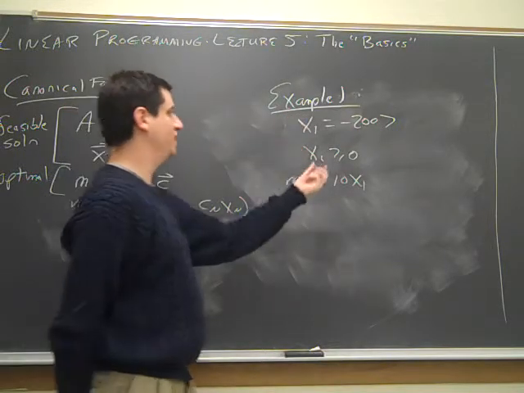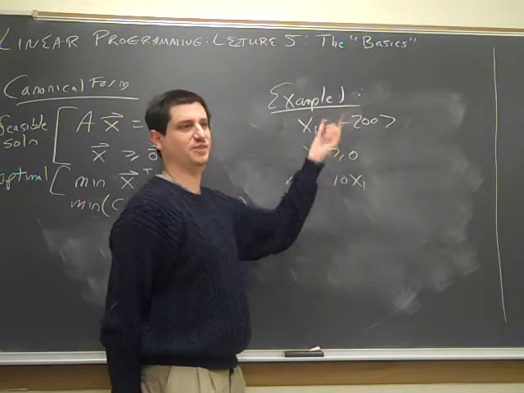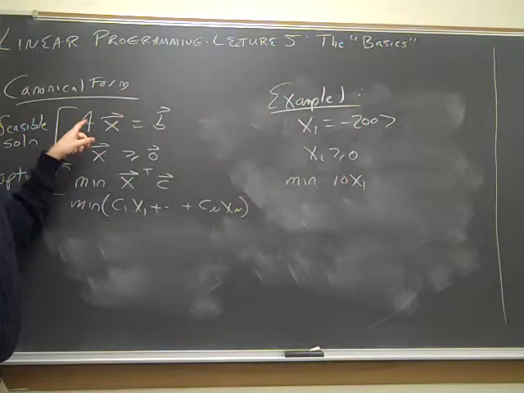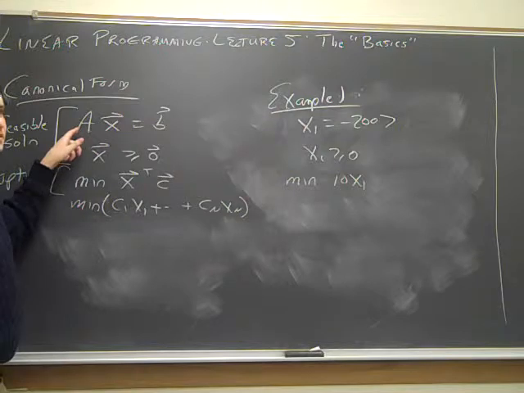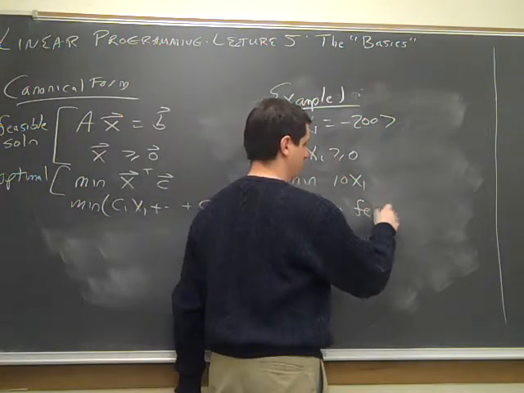There's no feasible solutions. x1 has to be non-negative, and we want x1 to be negative 2007. So here, I'm taking a very simple choice of A. A is a 1 by 1 matrix. In fact, it's the 1 by 1 identity matrix. No feasible solution.